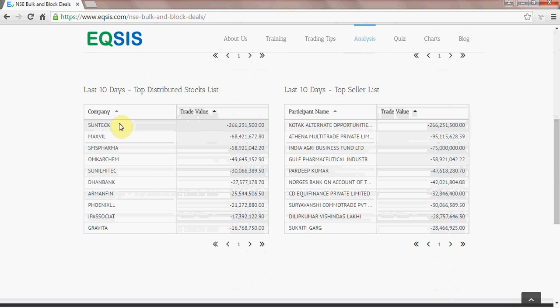Sometimes, interestingly, a top company name gets into this role, and we can actually pick a stock and see what exactly happens when it comes to this. We could see the top 10 sellers like Kotak Alternate Opportunities, India Agri Business Fund, and CD Equi Finance Private Limited. A lot of companies were net buyers and sellers.